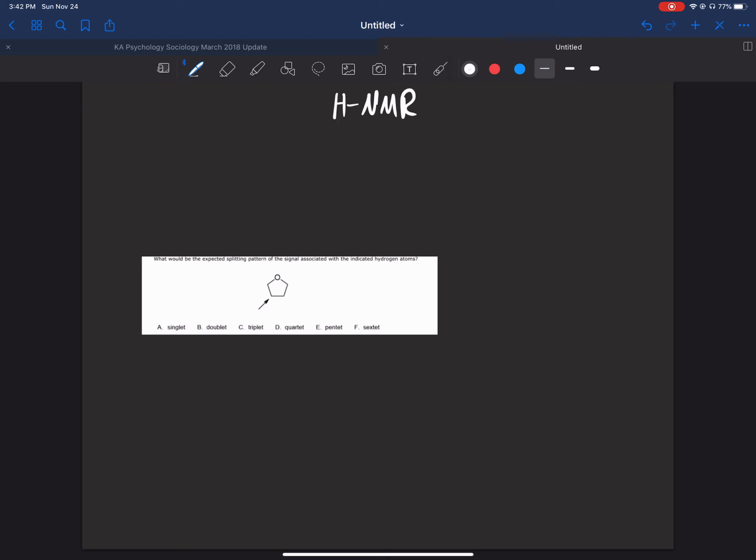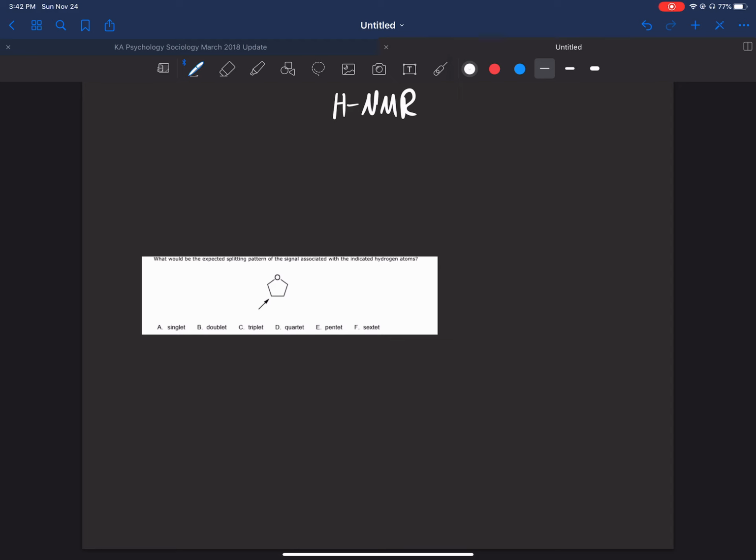So in the previous video, we did CNMR, which was centered around carbons. Now we're going to do H NMR, so it's all about hydrogens. This is a little bit different, a little bit more complicated, but if you just take your time, it's not going to be too bad. So how is H NMR different from CNMR? Well, a lot of it is the same.